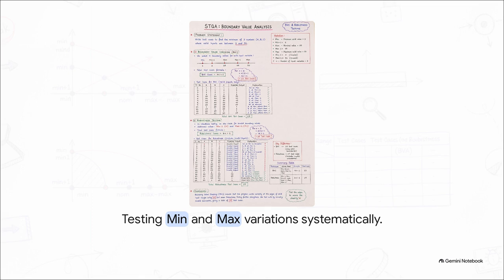Then we do the exact same dance up at the upper boundary. Look at test case 5. Everything is at max, so 50, 50, 50. Cases 6, 7, and 8 systematically test max minus 1, which is 49, against those max values. See, it's a beautifully logical pattern.